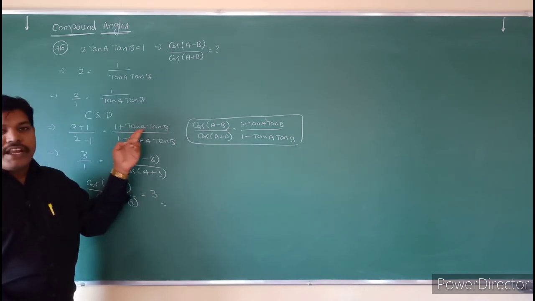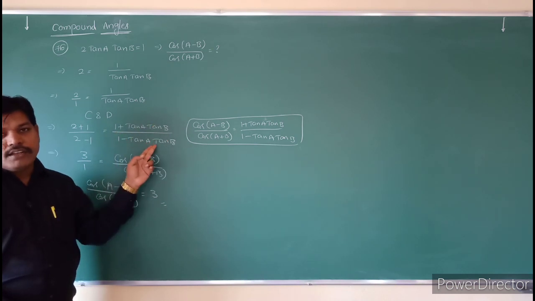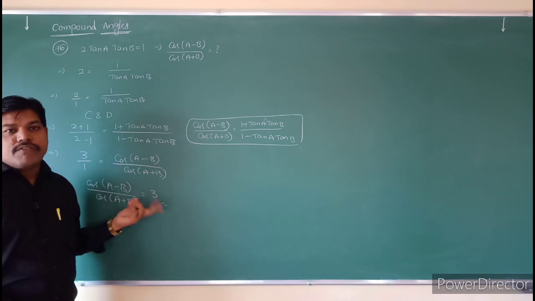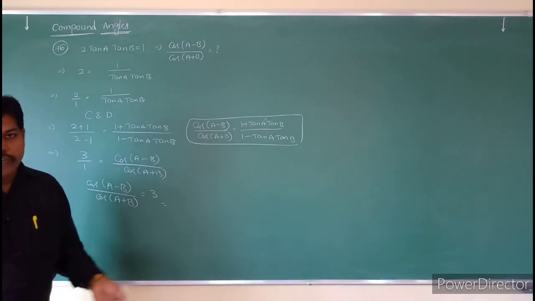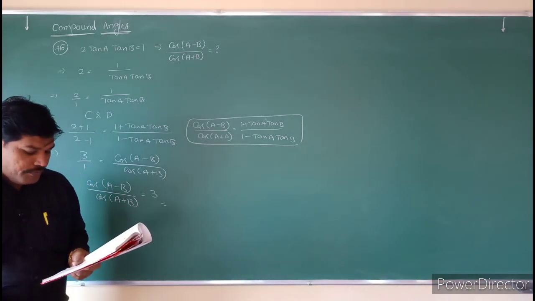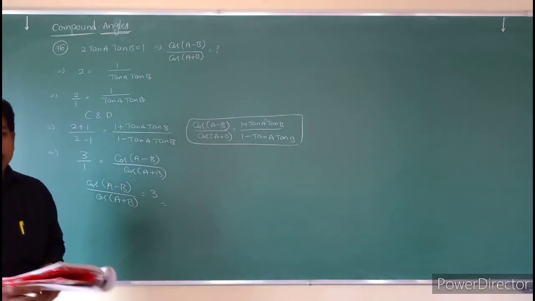That's all. Tan A, tan B: sin A by cos A and sin B by cos B. Take the LCM, it will become cos of A minus B, and in the denominator will be cos of A plus B. Okay. So one step extra you will get that. So see that question, students. All are understood that? So see the next question, question number 77.